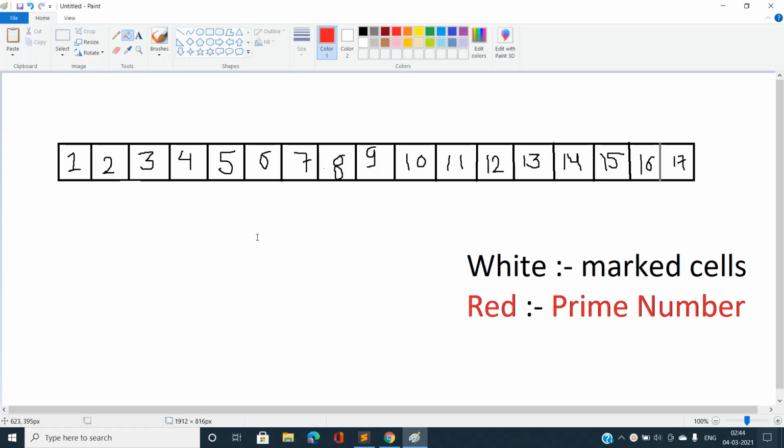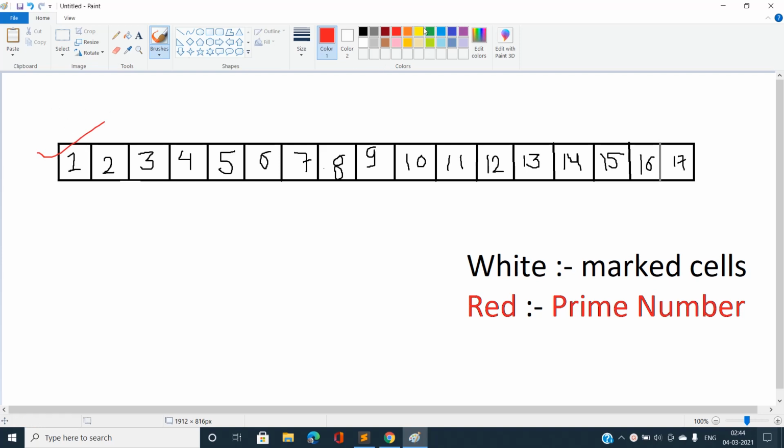So let's move further. Suppose I am going to list all these numbers. Let's say we are going to deal with up to n equal to 17. You can also deal with a large n, up to 10 to the power 6. Suppose we have all these numbers. I am going to denote white cells as unmarked and colored cells as marked. Note that 1 is already marked as composite.